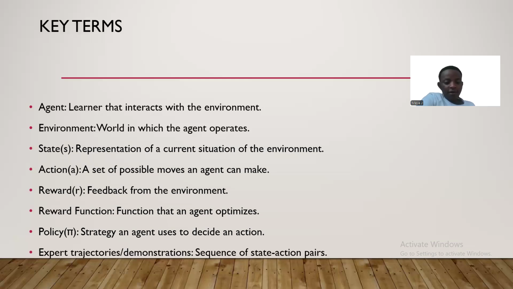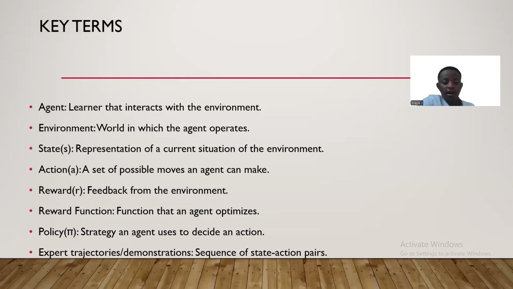So we have expert trajectories, or demonstrations. So this is a sequence of state action pairs. It is the observed behavior of the agent as we have its actions taken and the state the environment was in. So we have those pairs and we have the observed behavior of the agent.